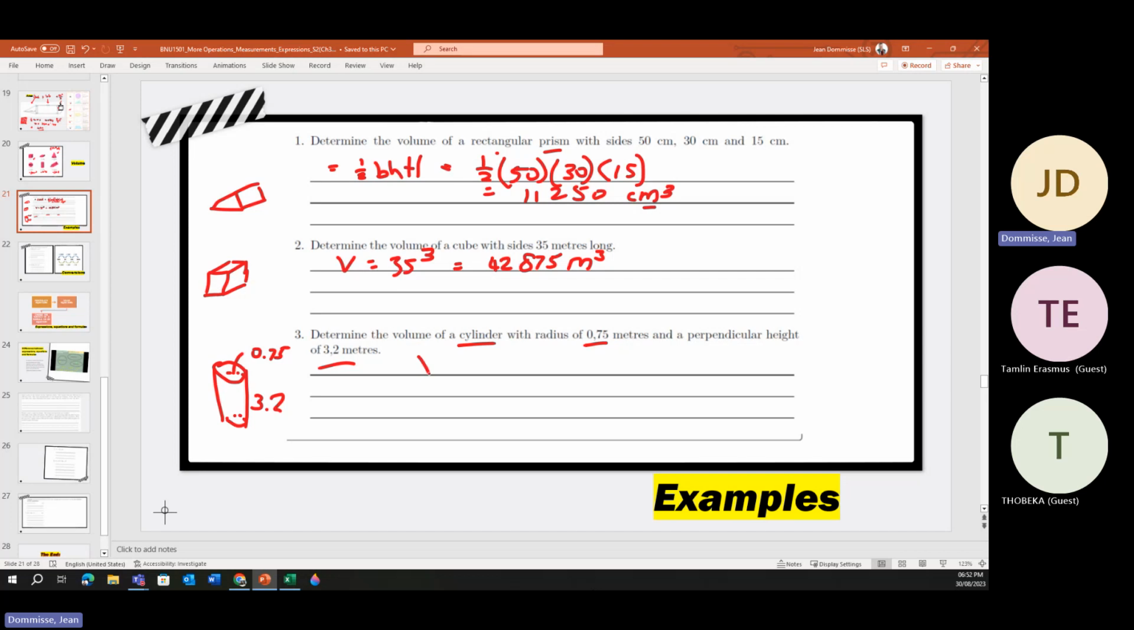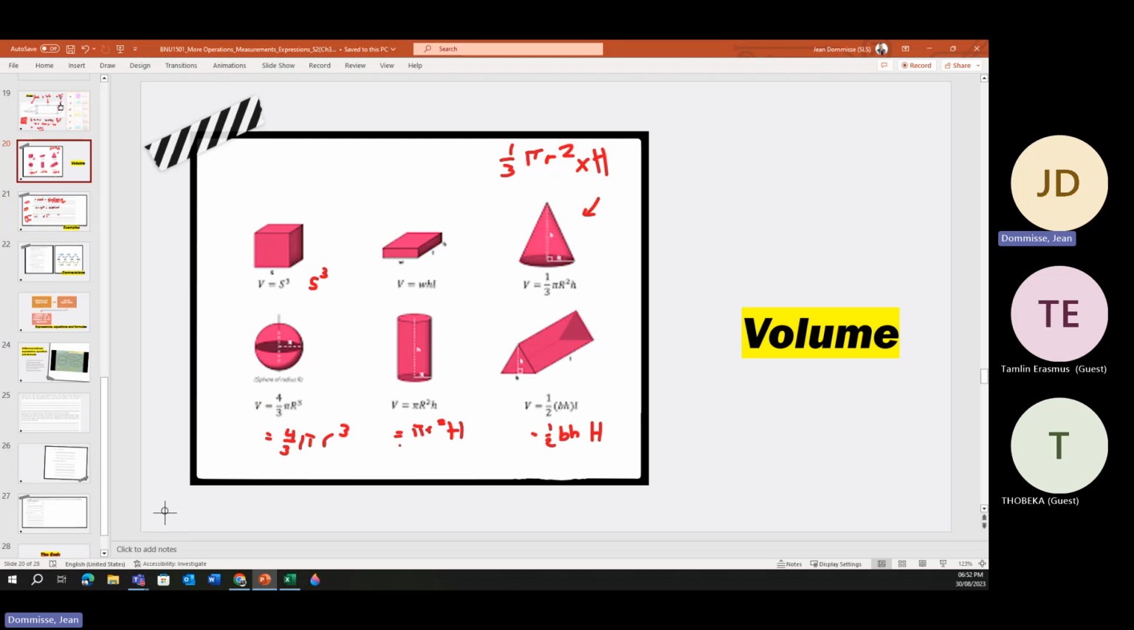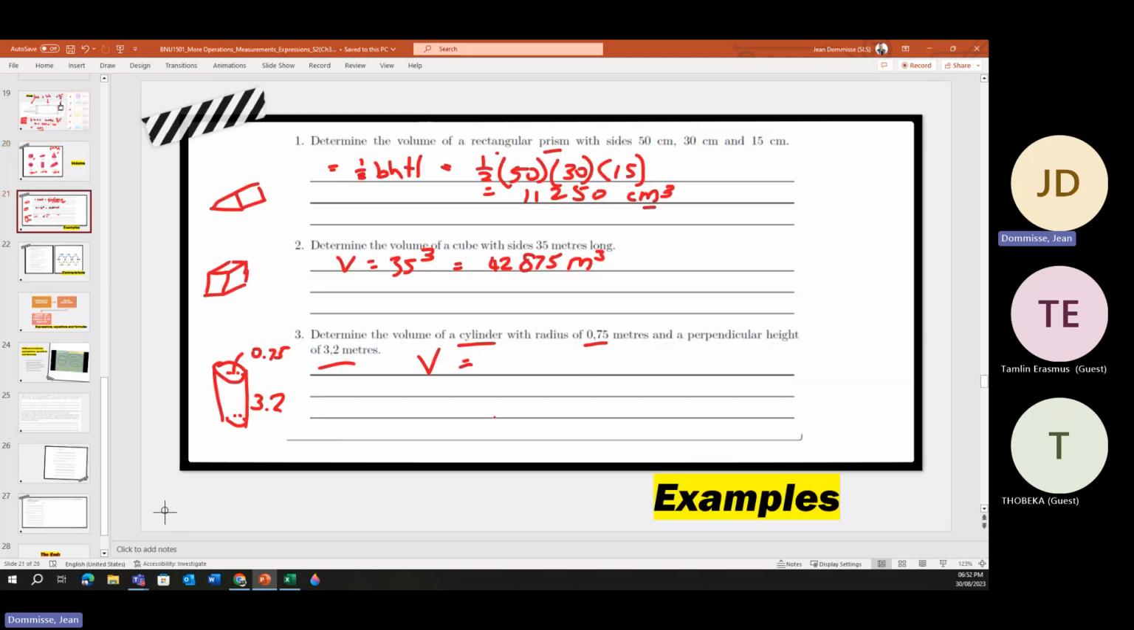And then volume of a cylinder, if we go back to cylinder, is pi radius to the power of 2 times height. So pi radius 2 times height. So 22/7 times 0.75 to the power of 2 times 3.2. Okay, so that will be how we work out the volume.